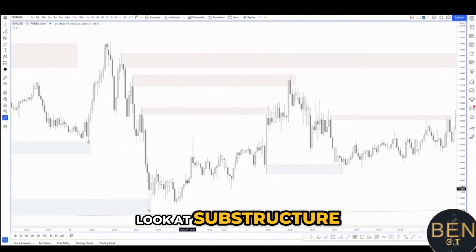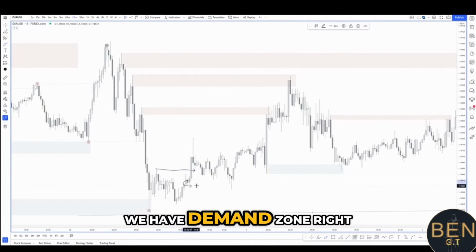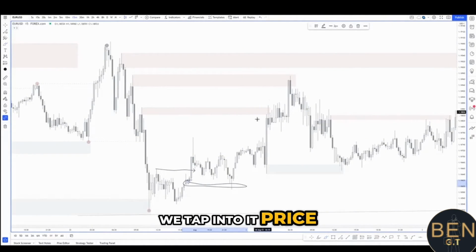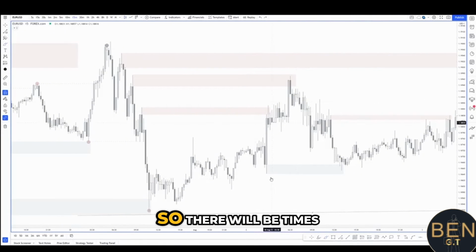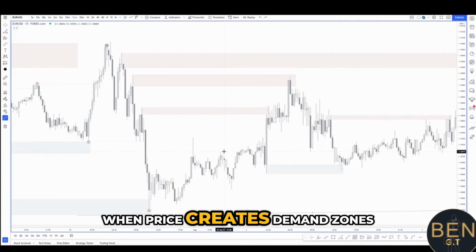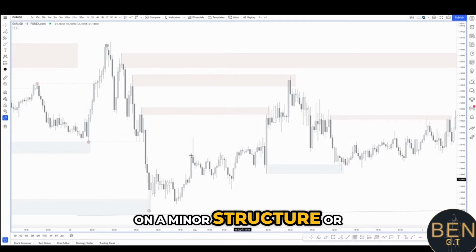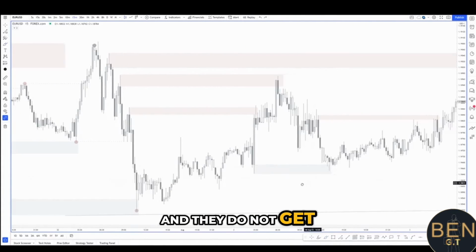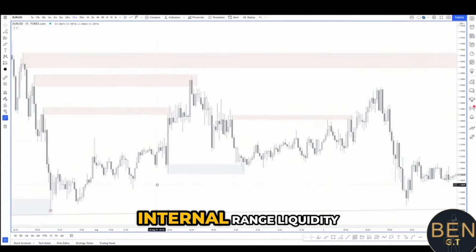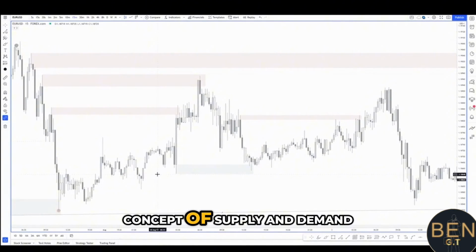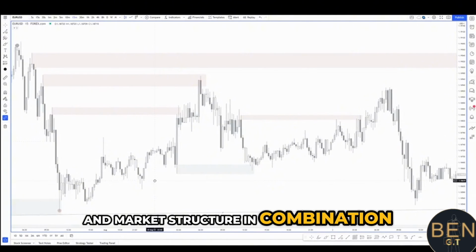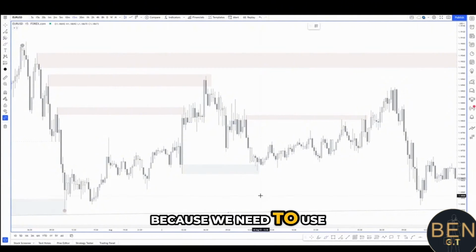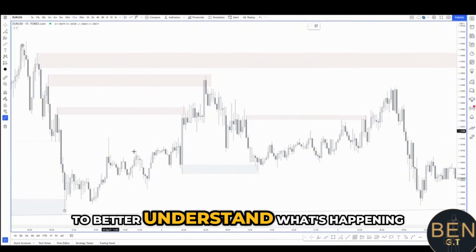And if we start to look at substructure just a little bit, we have this high, we have a demand zone right here, we tap into it, price continues on, and then we have a demand zone here that breaks a little bit of structure. We don't actually quite tap into it, so there will be times when price creates demand zones on a minor structure or substructure basis, and they do not get hit, and they'll be used as internal range liquidity. So this is why the concept of supply and demand, internal range liquidity and market structure in combination becomes incredibly important, because we need to use all of these tools to better understand what's happening.